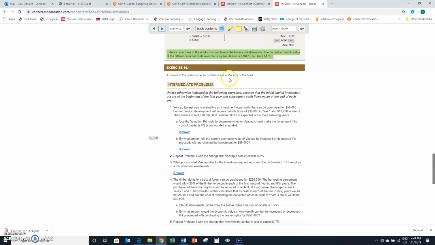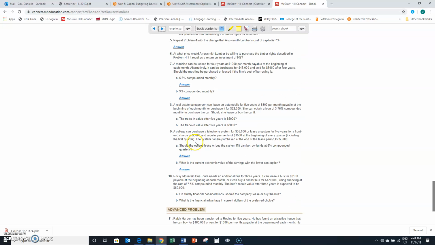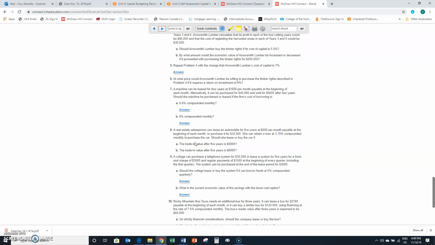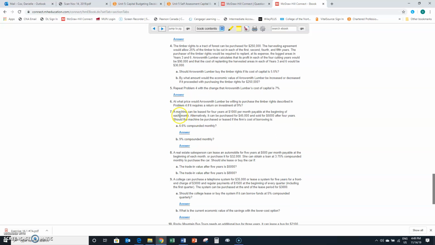Okay, we're going to take a look at exercise 16.1, number 7. Here we go. A machine can be leased for 4 years at $1,000 per month, payable at the beginning of each month, or it can be purchased for $45,000 and sold for $5,000 after 4 years. Should the machine be purchased or leased if the firm's cost of borrowing, so the first one is 6.6% compounded monthly. So you basically want to choose the one that has the lowest present value, the least cost.